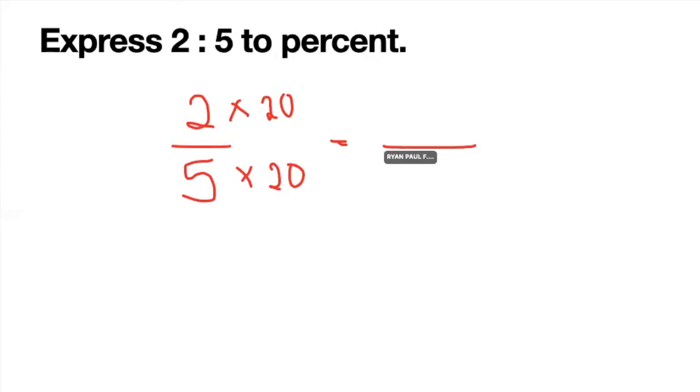At this part, we will now try to change the given ratio into percent. Remember, ratio is related to fraction. Therefore, we can write 2 is to 5 as 2 over 5. To change it into percent, it's easier if the denominator is a hundred, so the fraction should be in hundredths. By multiplying both the numerator and the denominator by 20, we will now get 40 over 100, which is equivalent to 40%.